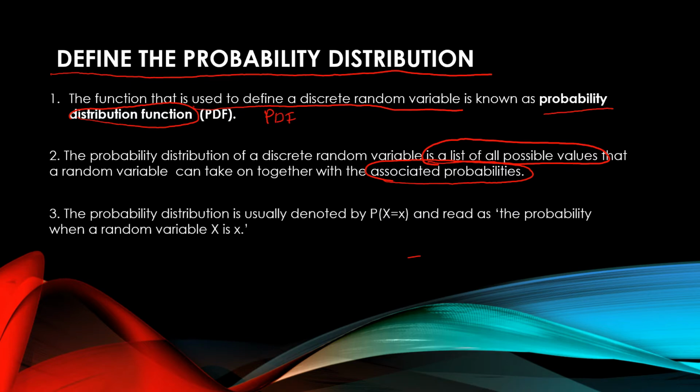The third one is that the probability distribution is usually denoted by capital letter P in brackets, capital letter X equals small letter x, and read as the probability when a random variable X is x. For example, if we write P(X = 1), we can read it as the probability when a random variable X is 1.